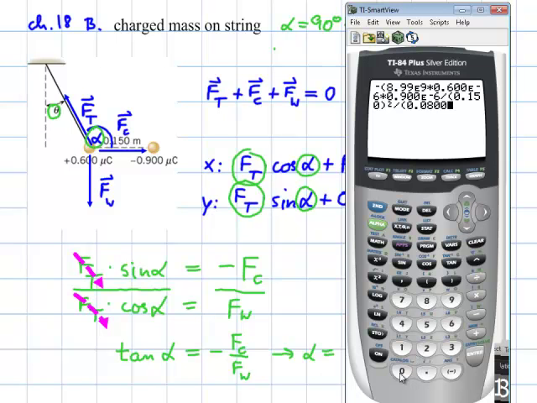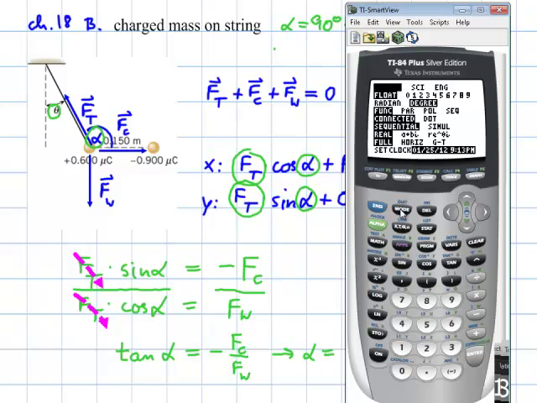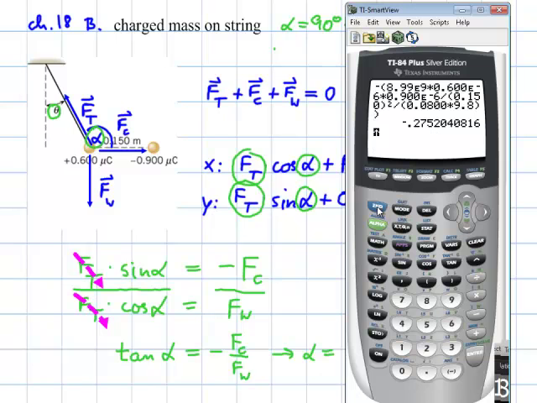0.0800 kilograms times the acceleration due to gravity, which is 9.8, parentheses, and hit enter. I do come up with a negative, again because of this negative, and that makes sense because once I take the inverse tangent of that, it has to put me in the second quadrant where the tangent is actually negative. Let me first check that I am in degrees. I am. So I'm going to take the inverse tangent of that number.